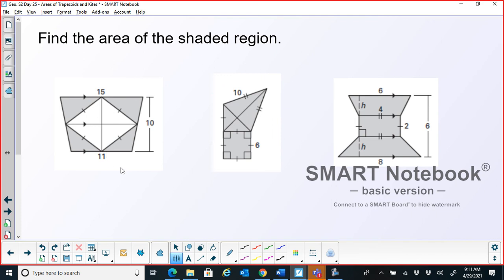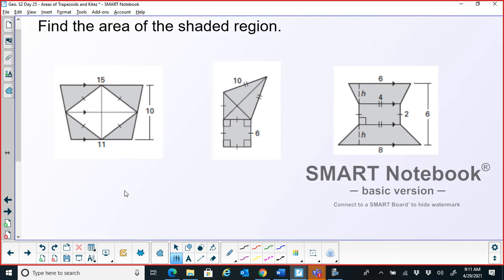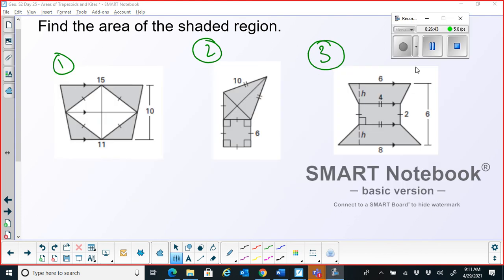Find the area of the shaded region. I want you all to find the area of this particular shaded region, 1, 2 and 3. Once again, I'll give you like 3 minutes and then we will go over the solution. As you all complete the second and third, let me help you with the first one.